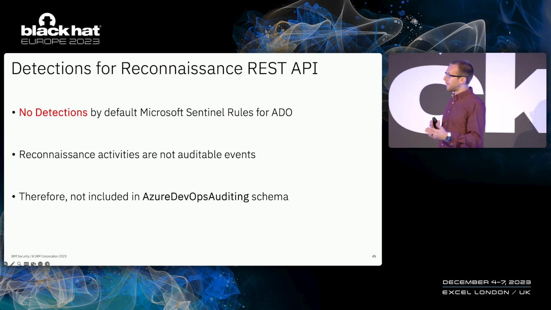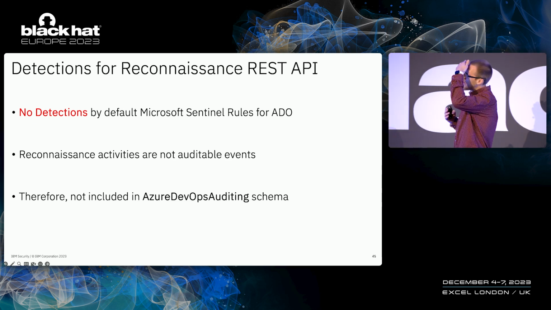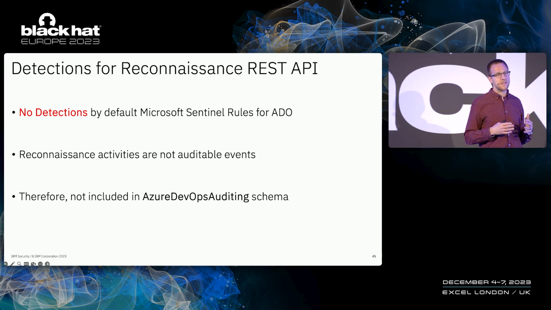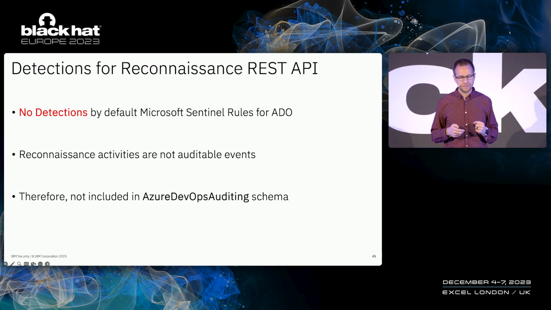And again, just to say it again, there's no detections with the default Sentinel rules for Azure DevOps for doing recon with the REST API because reconnaissance activities are not auditable events.